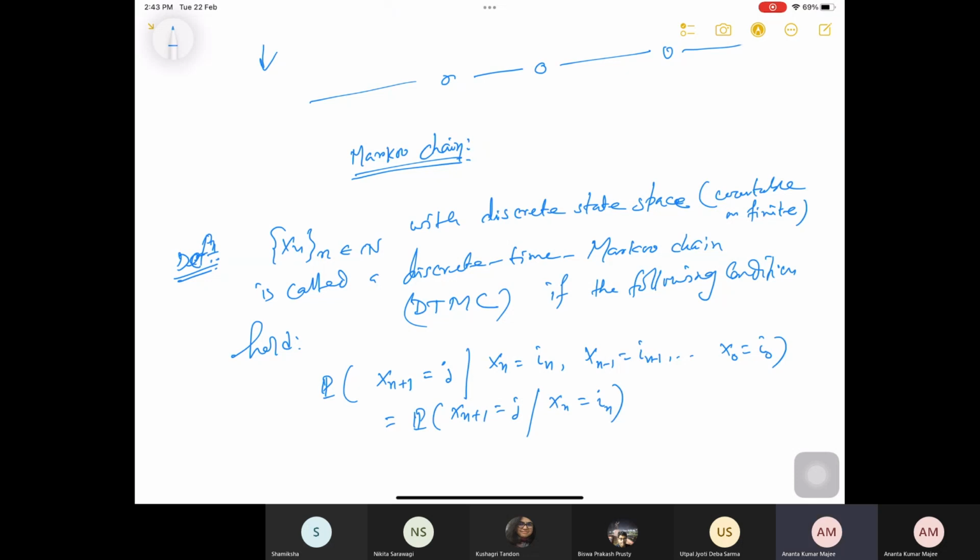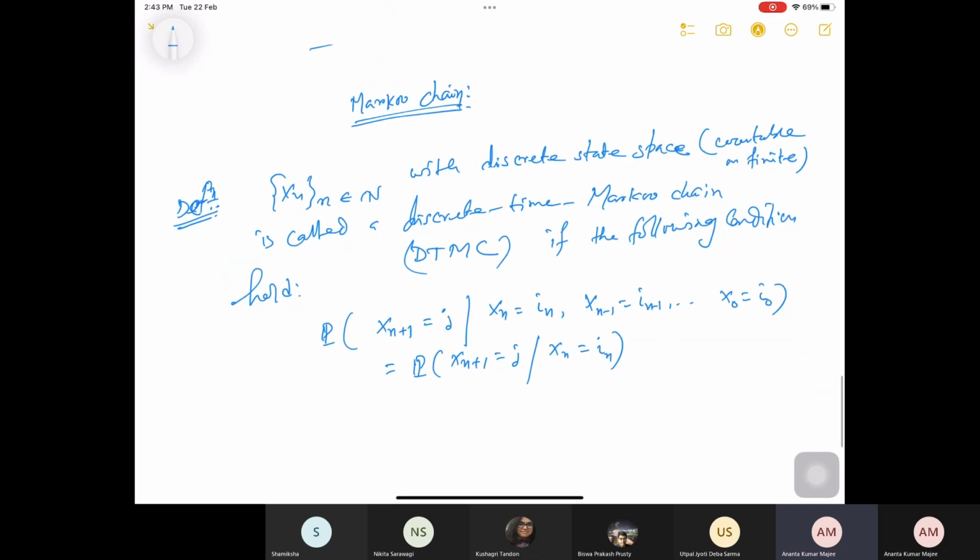This should hold for all n, and for all these states, say i1, i2, ..., in, j, all in your state space. So now to define these things, what do I need to know? I need to know that the probability of this thing should be positive, because this is a conditional probability. This is a conditional probability.